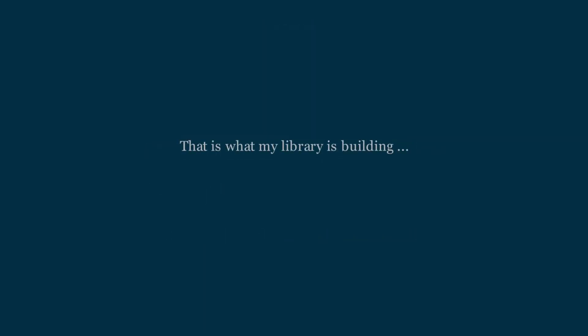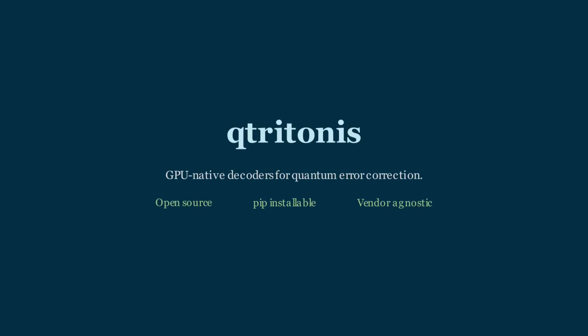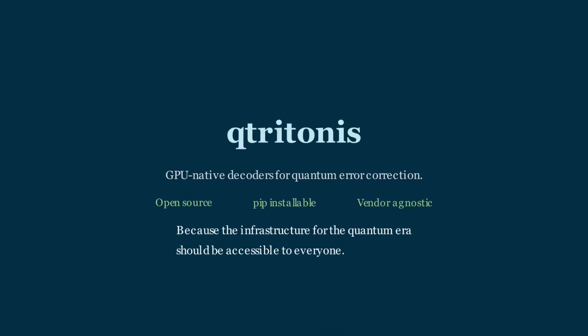That is what my library is building, which will be made open source once the first stable version is reached. GPU native decoders for quantum error correction. Open source, pip installable, vendor agnostic, because the infrastructure for the quantum era should be accessible to everyone.